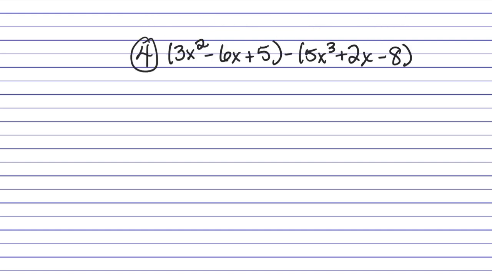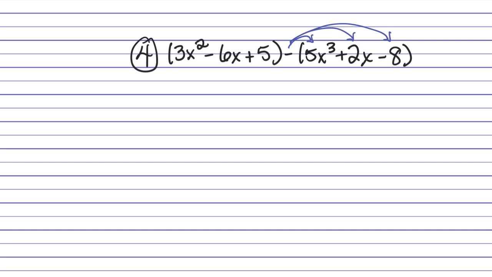All right, number 4. I notice that I have 2 polynomials that I'm subtracting. So what I need to do first is to distribute this negative right here. So I am subtracting this whole polynomial. So I'm going to have to subtract all 3 terms. So what I'm going to have to do is distribute this negative to every single term.